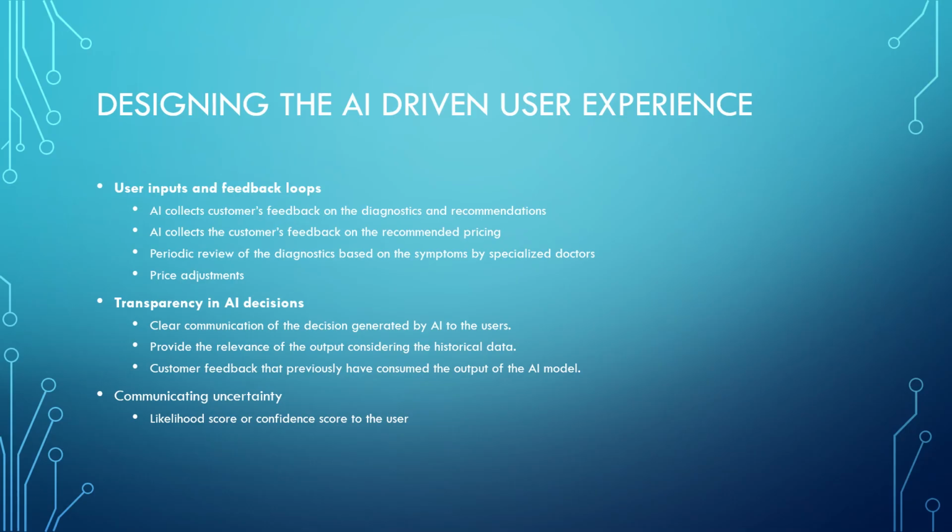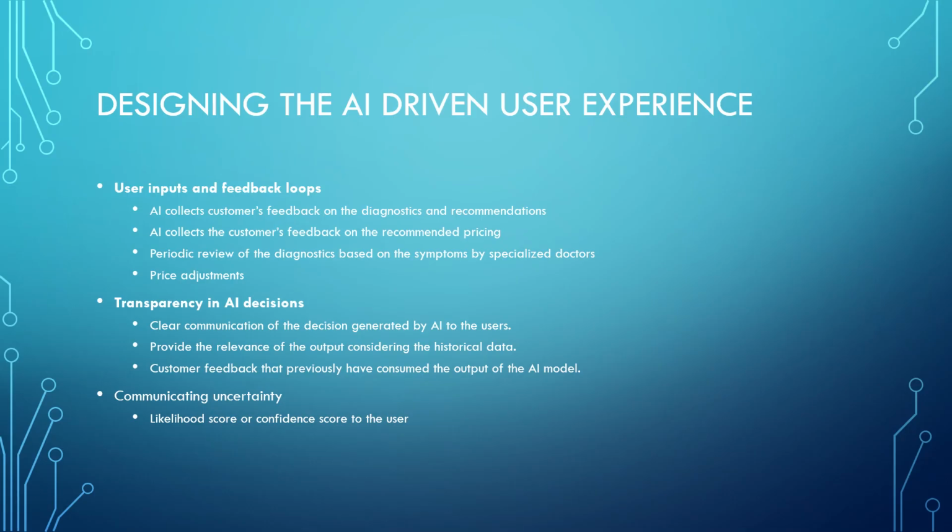Second thing is transparency in the AI decisions. We have to make sure we very clearly communicate the decisions generated by the AI to the user, because at the end of the day, it is just a mathematical model which is recommending something to the user based on the user input. So we have to make sure we very clearly communicate how the AI came to the decision, how or why it came to that decision. You have to provide clear relevance of the output considering the historical data.